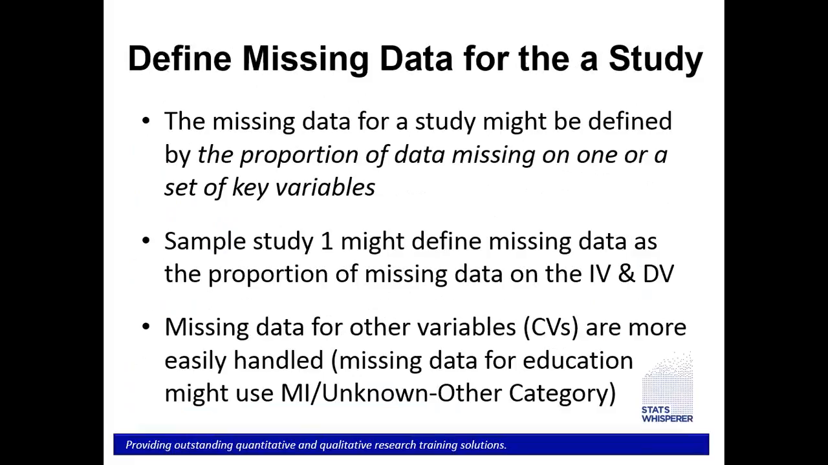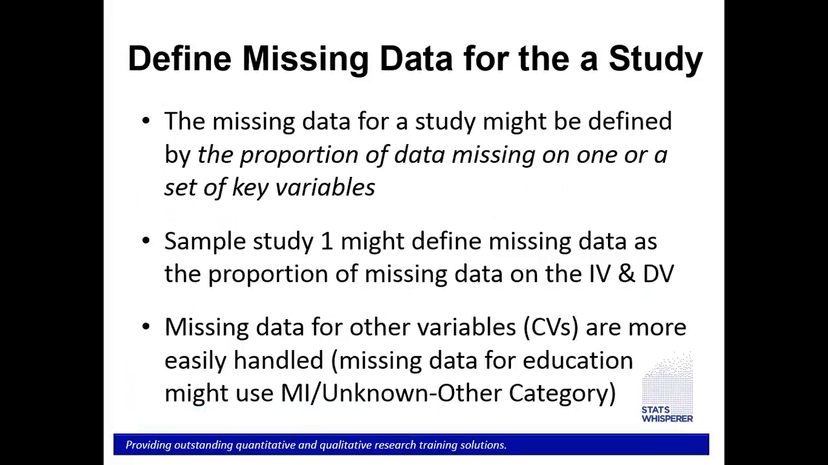So the missing data for a study might be defined as the proportion of missing data on one or a set of key variables, the more central and focused upon variables. So for sample study 1, we might define missing data as the proportion of data missing from the independent and dependent variables. Missing data for the other variables, such as the covariate variables, are more easily handled.